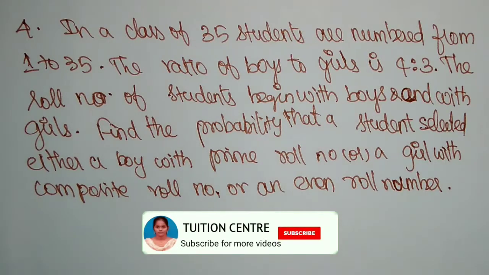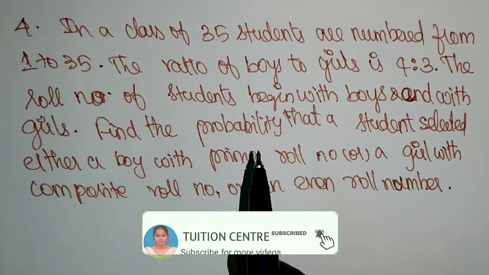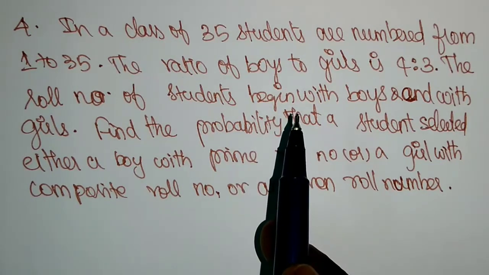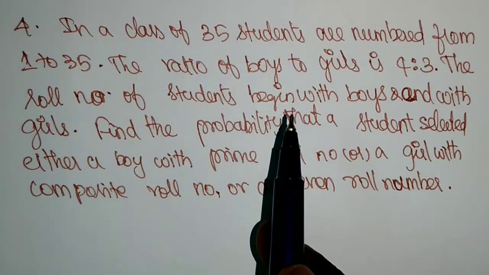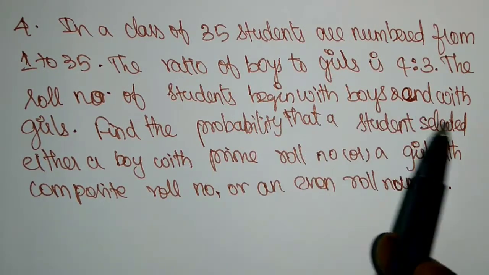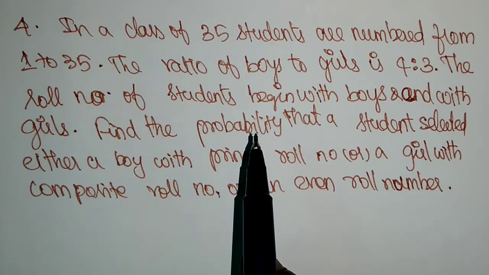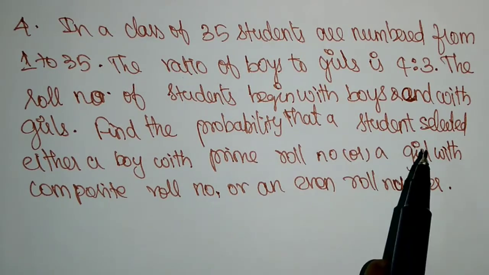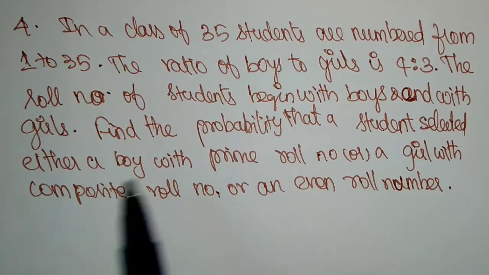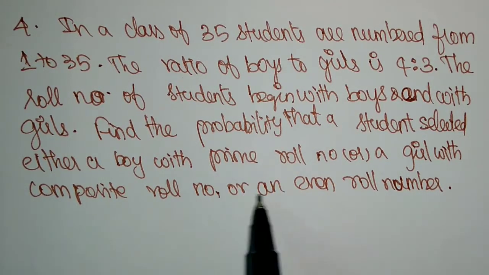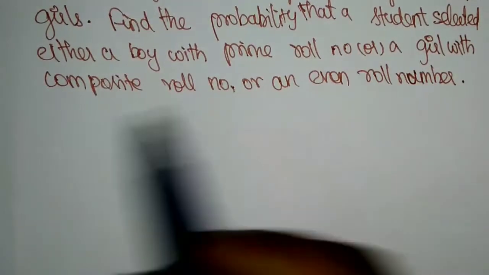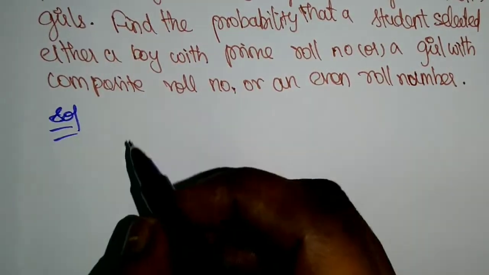Fourth problem: in a class of 35 students numbered from 1 to 35, the ratio of boys to girls is 4:3. The roll numbers of students begin with boys and end with girls. Find the probability that a student selected is either a boy with a prime roll number, or a girl with a composite roll number, or has an even roll number. Okay. Solution.